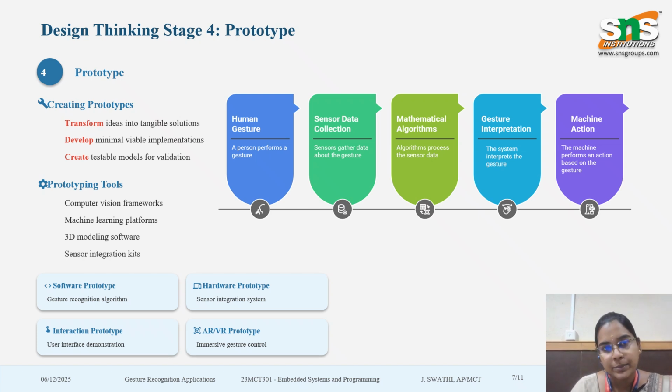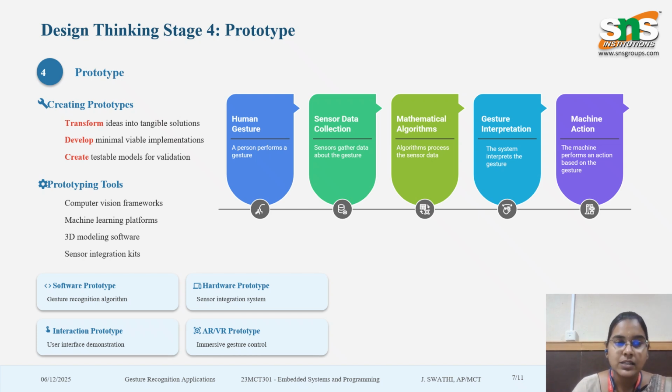Developing a prototype, starting from the basics: a human performs the gesture, a sensor collects the data, and next the algorithm is developed using machine learning models, and the gesture interpretation is identified. So what is the gesture shown? It is an interrupt, and once it is identified, the machine performs an action based on the gesture. These are the basic steps to develop a prototype.